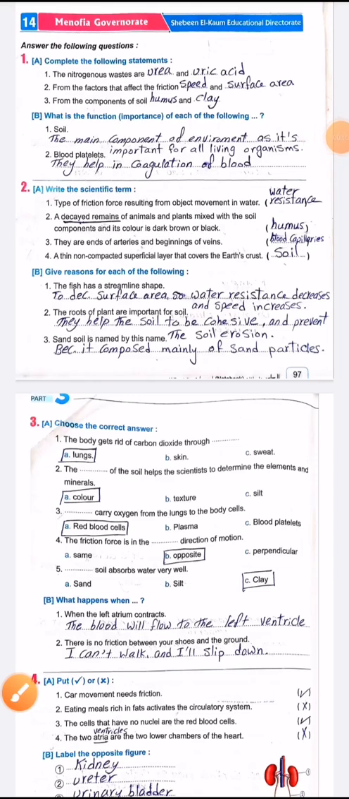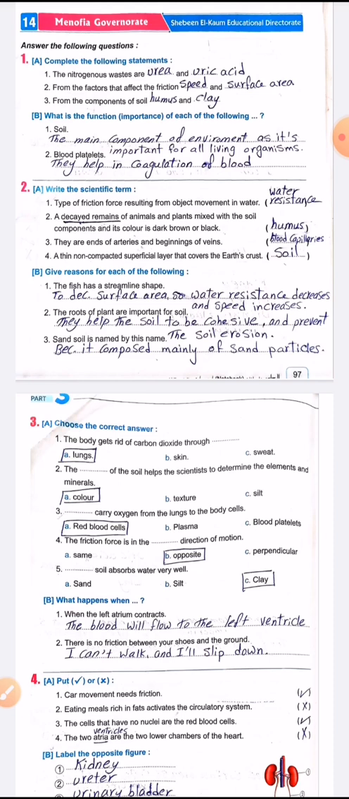Model exam number 2. Question number 1. Complete the following statements. Number 1. The nitrogenous wastes are urea and uric acid. Number 2. From the factors that affect the friction, speed and surface area. Number 3. From the components of soil, humus and clay.